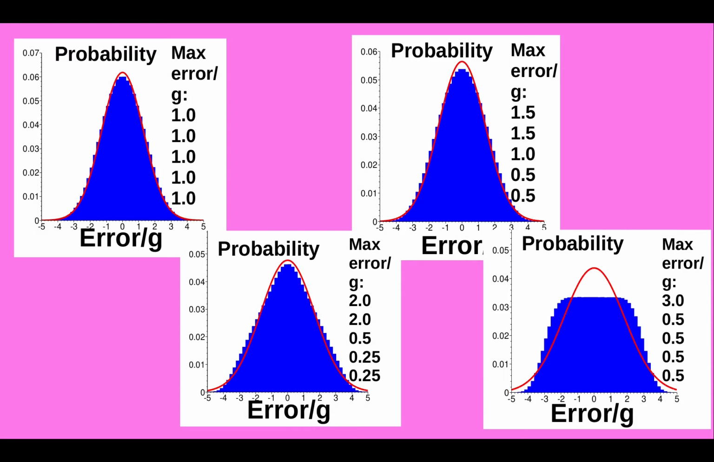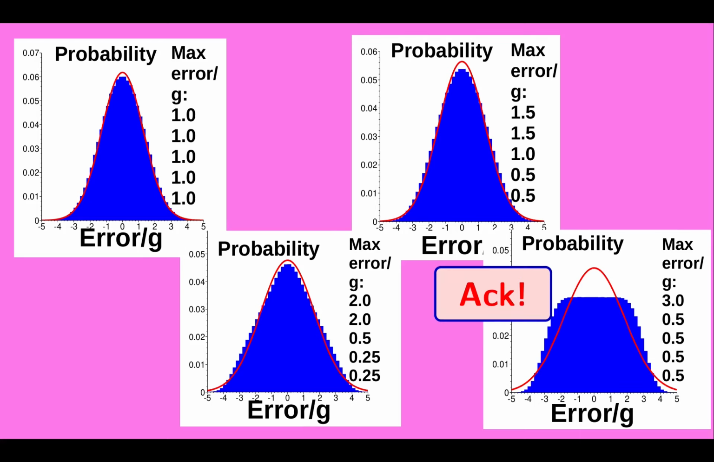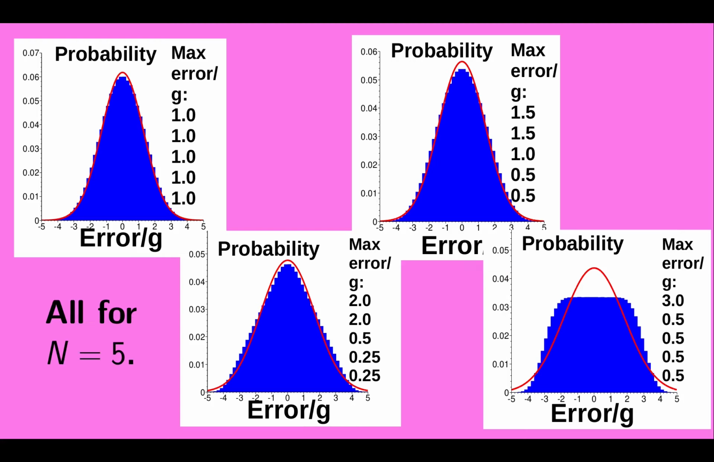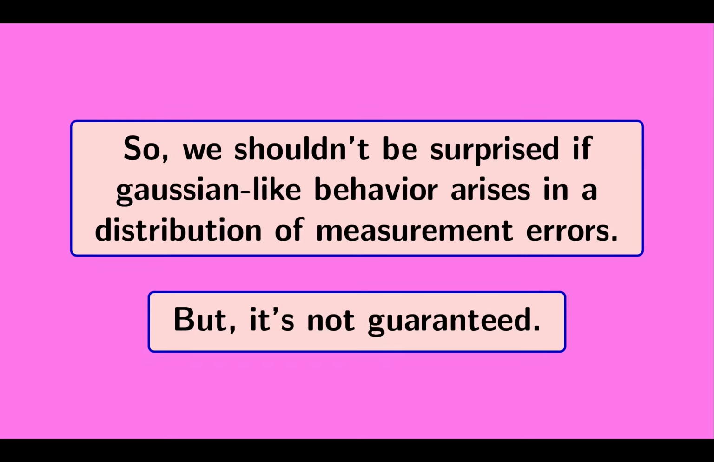We can look back at the error distributions for our second rounding error example. When all of the error sources had the same typical size, the resemblance of the error distribution to a Gaussian, at least to the eye, was clear. When one source dominated, the Gaussian description failed badly. And all of these plots were made for n equals 5, so the number of error sources alone isn't enough to tell you if the Gaussian description is a good one. So we shouldn't be surprised if Gaussian-like behavior arises in the distribution of measurement errors, but it's also not guaranteed.